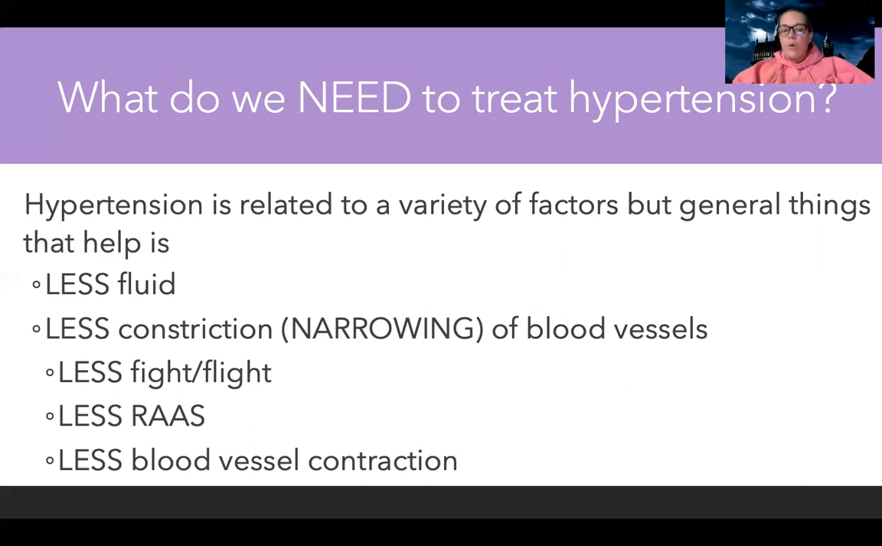And then we can also stop the blood vessels from contracting so much by affecting things like calcium and stuff like that.